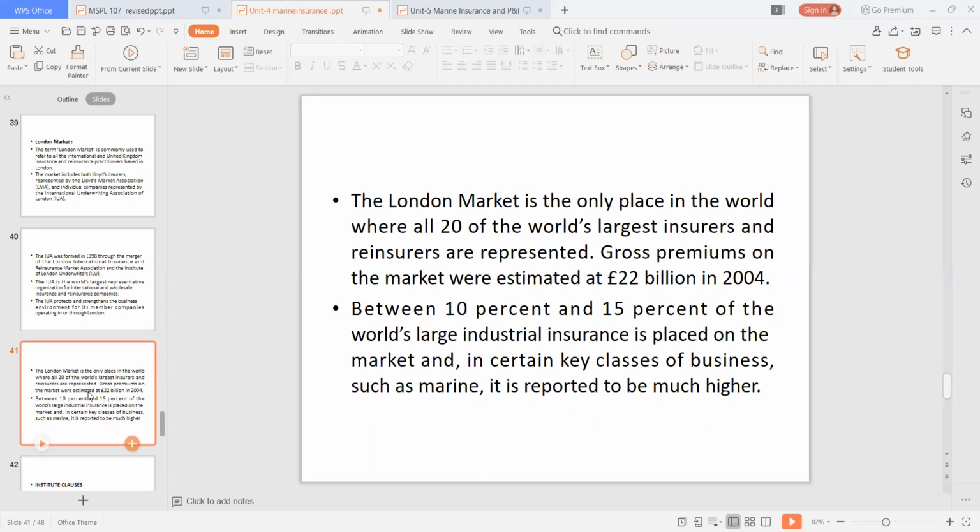The London market is the only place in the world where all 20 of the world's largest insurers and reinsurers are represented. Gross premiums on the market were estimated at 22 billion euros in 2004. Between 10% and 15% of the world's largest industry insurance is placed on the market, and in certain key classes of business, such as marine, it is reported to be much higher. See that, 10% to 15% of the world's largest industry insurance. So marine plays an important role in the London market.